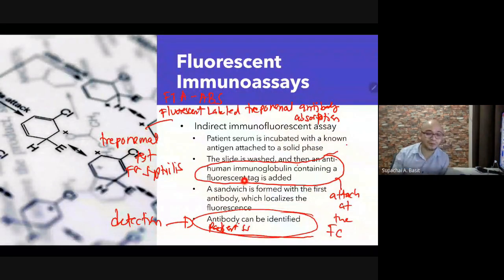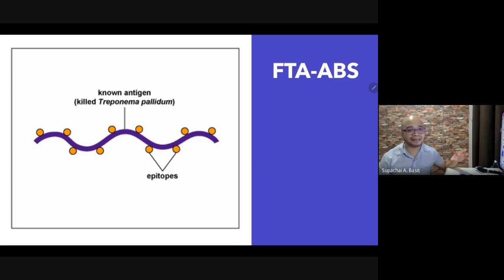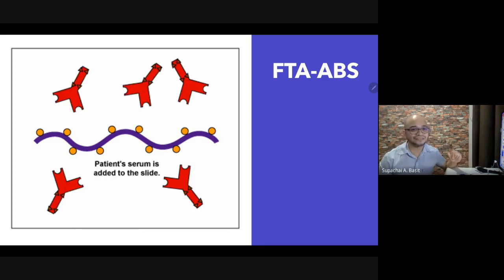So that's the most common application of indirect immunofluorescent assay. So we call it the FTA-ABS. In FTA-ABS, we have a killed Treponema pallidum, which is attached to the solid phase.